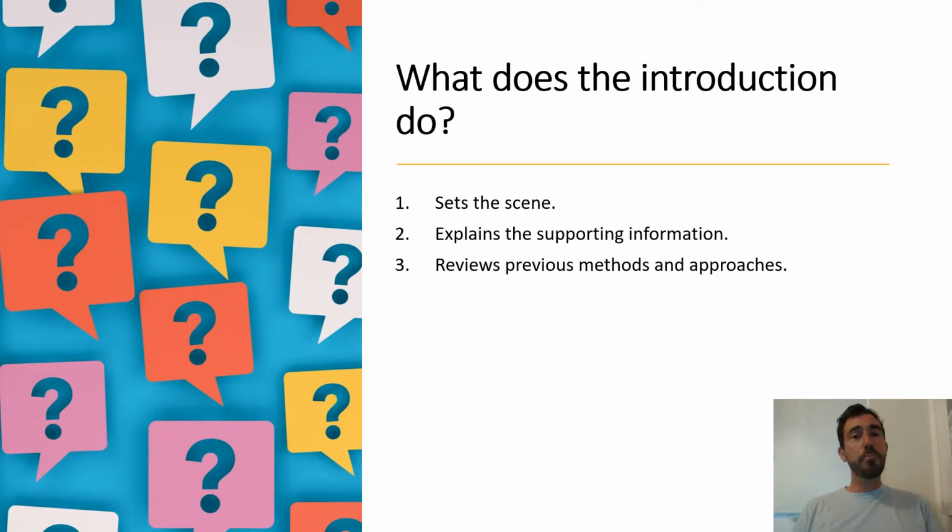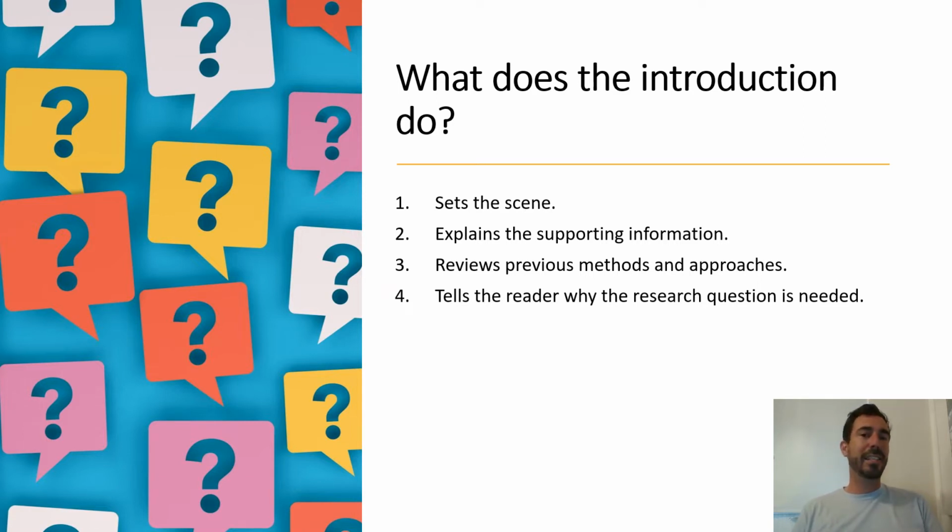It should review previous methods and approaches. It should explain the precedent for why this is an important area of research. And it should tell the reader why the research question is needed. It should explain the reason why there is a gap in knowledge. It should use papers on your study system, or on a related study system, or on a related research question.